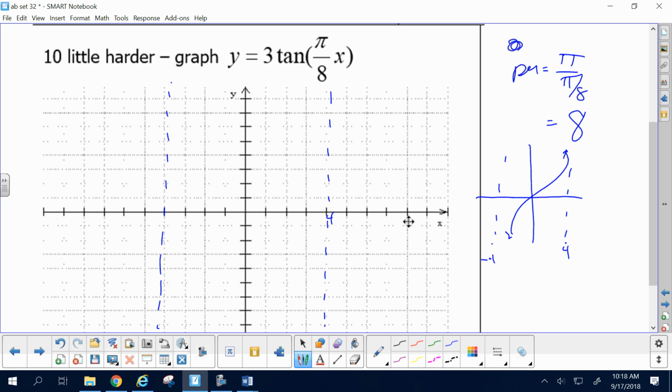The 0 is unaffected, it's still 0. But this guy, which would be a 2, would actually be stretched to 3. So -2 is -3.